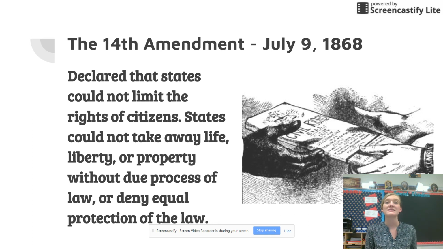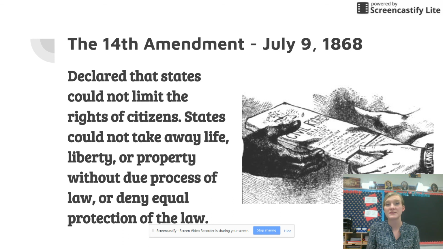This amendment declared that states could not limit the rights of citizens. States could not take away life, liberty, or property without due process of law or deny equal protection of the law. Well, as you can imagine, after the 13th Amendment, those slaves were freed, but that doesn't change people's hearts or the way that people believe or the way that people feel about African Americans. So even though they were technically free, there were a lot of things going on that were trying to prohibit these slaves from really being equal citizens in the United States.